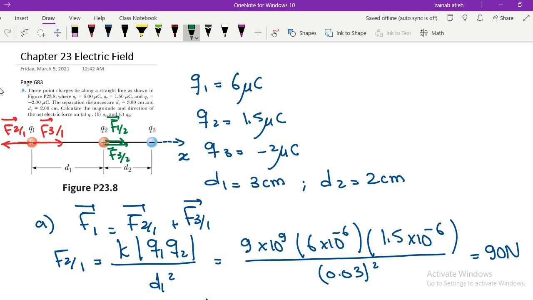Now let's move to Q3. There are two charges acting on Q3, which are Q1 and Q2. Q1 is positive while Q3 is negative, so Q1 is attracting it. This is the force exerted by 1 on 3, an attractive force. Q2 is also positive and Q3 negative, so Q2 is attracting Q3. This is the way I draw the force exerted by 2 on 3. Here I find the magnitudes of F1 on 3 and F2 on 3, then write them as vectors in terms of I. In both cases it's minus I, because it's opposite to the x-axis. You add them and get your answer. It's similar to what I have already done. So this is for this problem.